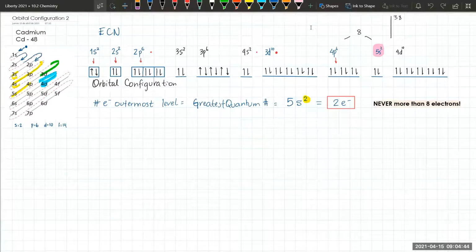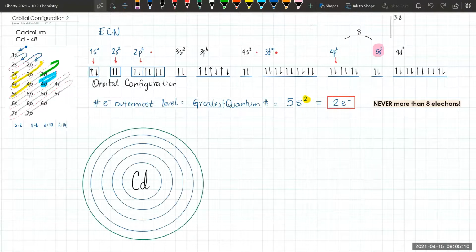Never more than 8 electrons. Just don't forget. Now, what comes after? We need to make the ring structure and the Lewis structure. So, how many rings is cadmium going to have? 5. It's going to have 5 rings. So you will put the symbol surrounded by 5 rings, just like I have over there.